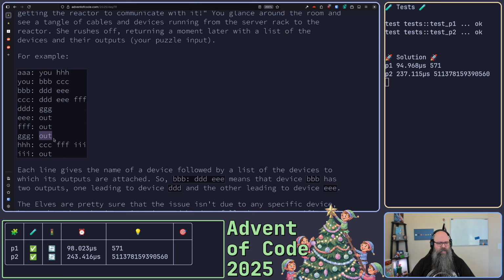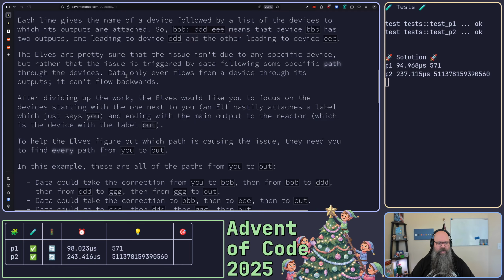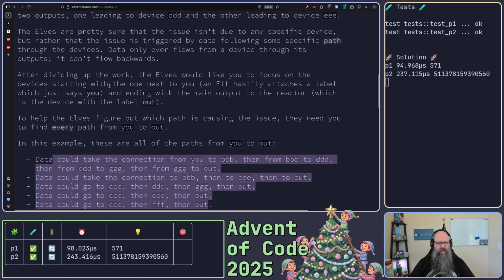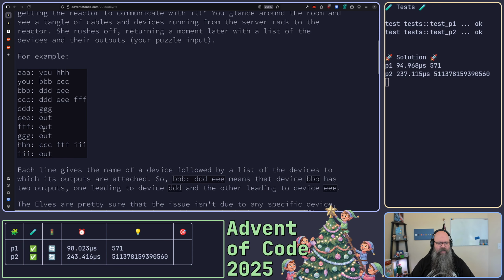This is an interesting problem because it's not just asking whether you can find the shortest path to out, which we've covered before, like a Dijkstra type thing. It's asking how many paths there are from you to out. If you look at this one, there are all kinds of connections that lead to out, and in this case there are 5 different ways to get there.